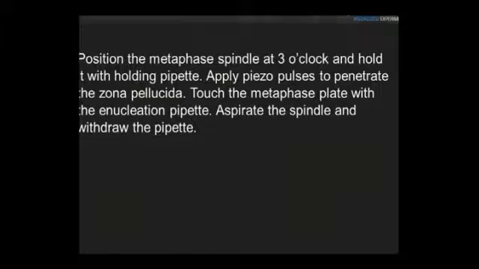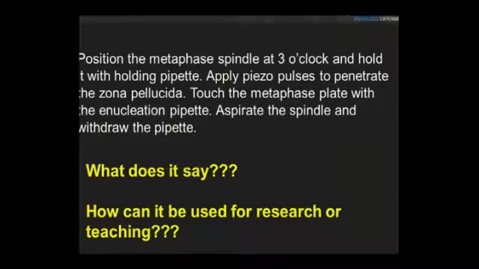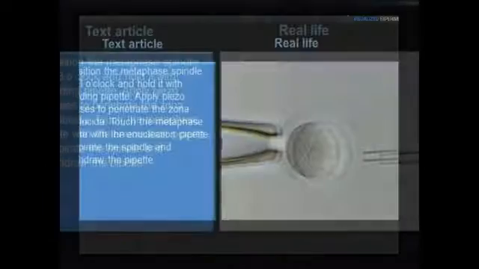Position the metaphase spindle at 3 o'clock and hold it with holding pipette. Apply piezo pulses to penetrate the zona pellucida, etc., etc. It's in English for those of you who don't know, right? And it's okay if you don't understand it, but it's a problem for me because I have a PhD in this area of research. And more than understanding this, I'm supposed to take this text and reproduce it on my experimental bench. So, question, what does it say? How can it be used, right?